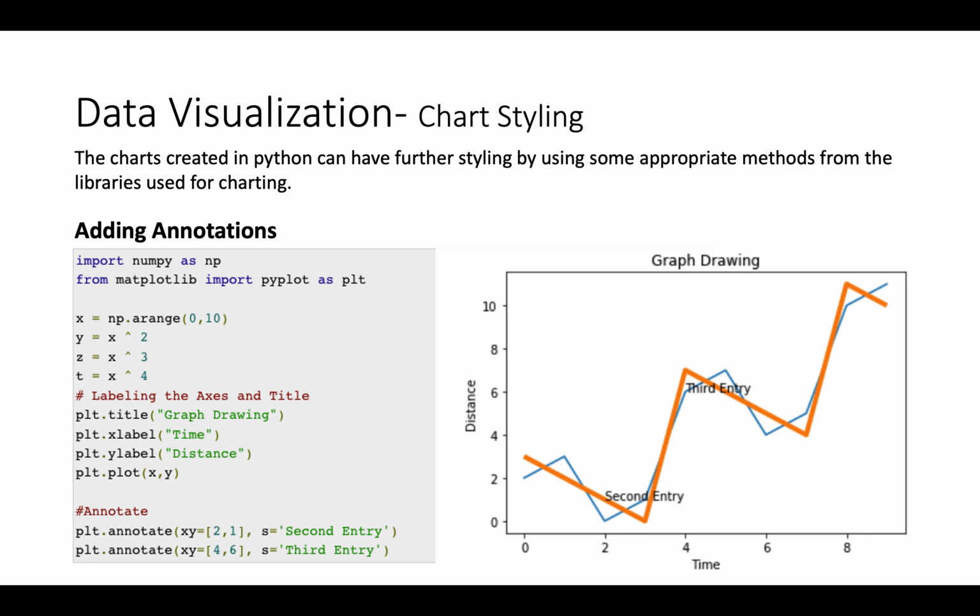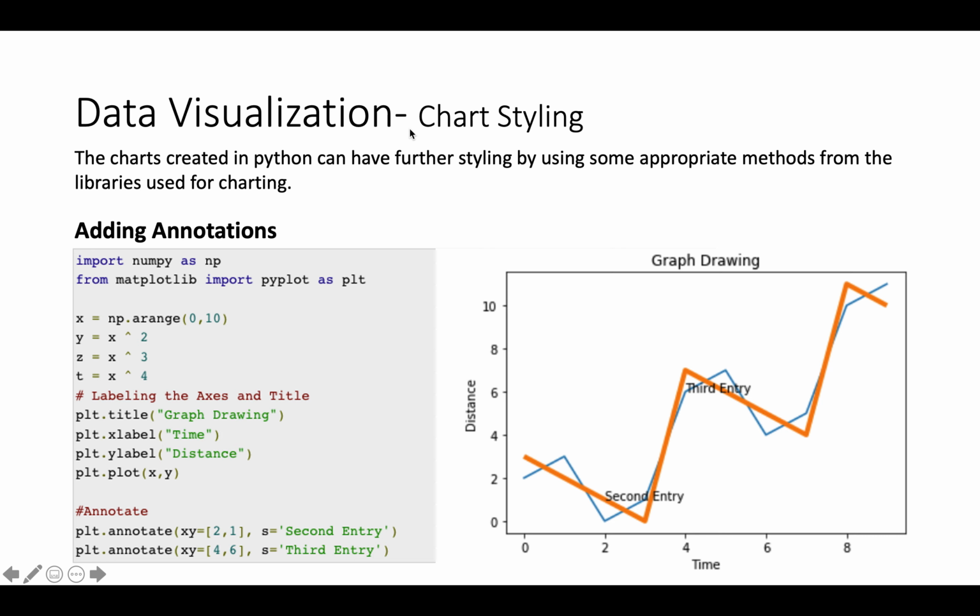The charts created in Python can have their style changed by using some pyplot methods from the library. In this section, we see how to add annotations to the chart background. We will consider using the code from the previous chart and modify it to edit the style of the chart. Okay, this is editing the annotation.